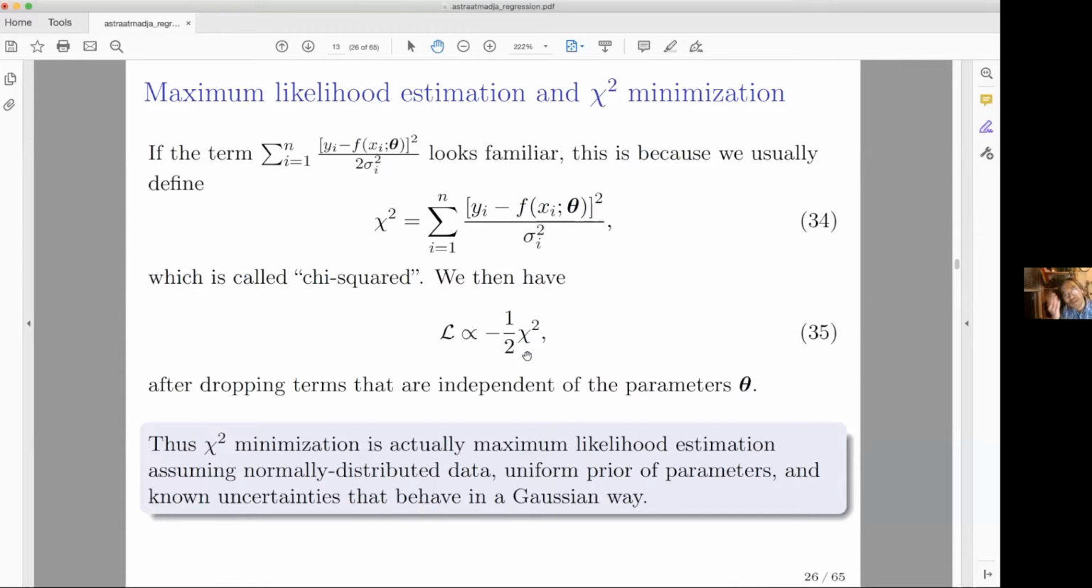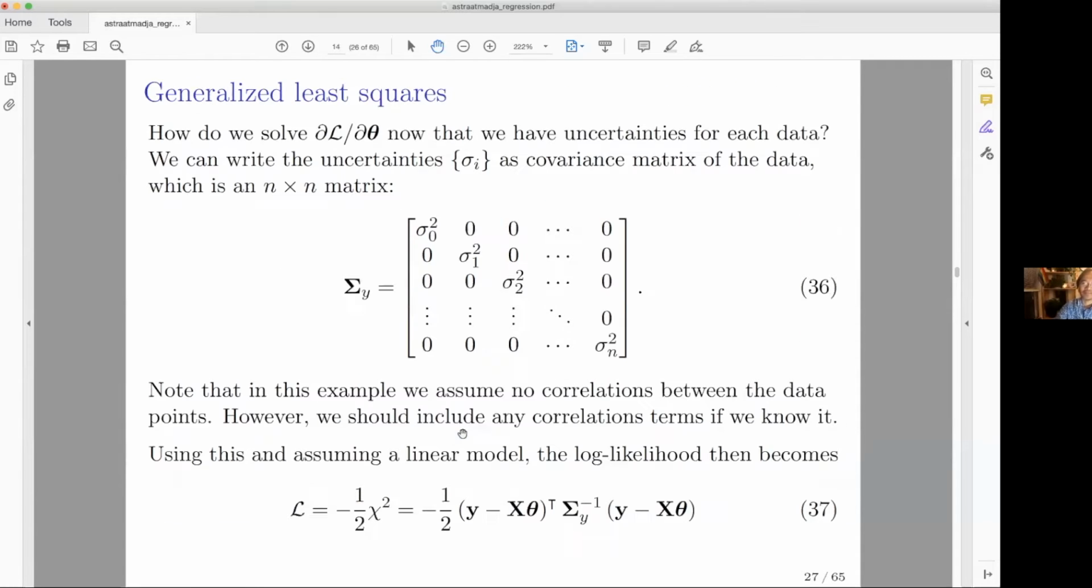So this is why it's called least squares, also called chi-square minimization, because we also want to minimize this. So there's nothing new here. We're just seeing this in a probabilistic way. That's what chi-square minimization is: basically maximum likelihood, assuming Gaussian uniform priors, and we also assume the uncertainties behave as Gaussian.